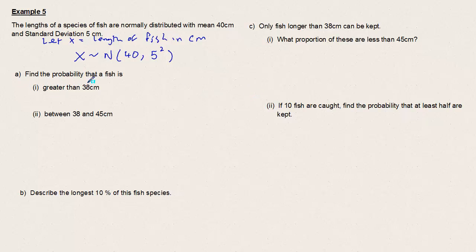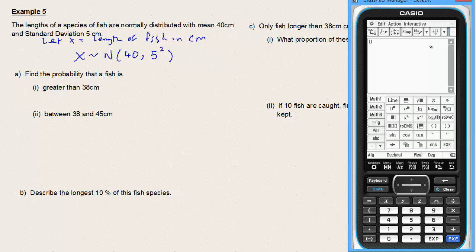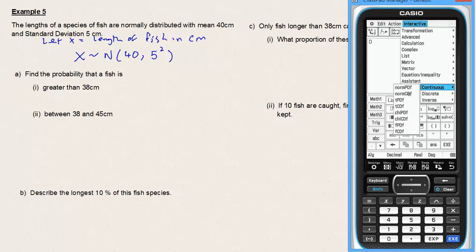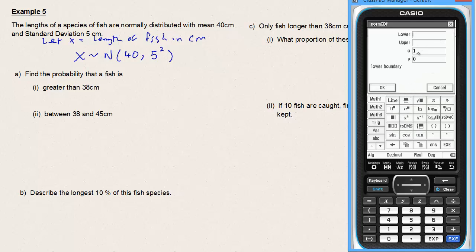We want to find the probability that a fish is greater than 38 centimeters in length, and then between 38 and 45. So that's straight on the calculator. We want the normal CDF for this. So we're going to go from 38 up to infinity. And we know that sigma is 5 and mu is 40.